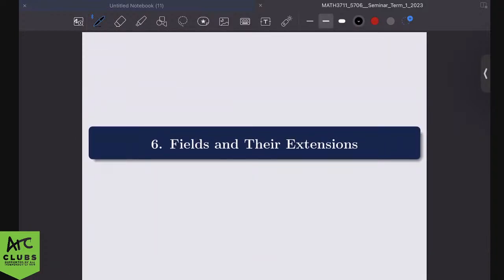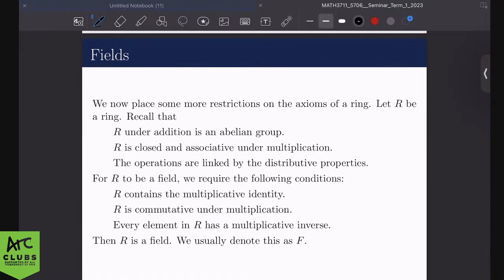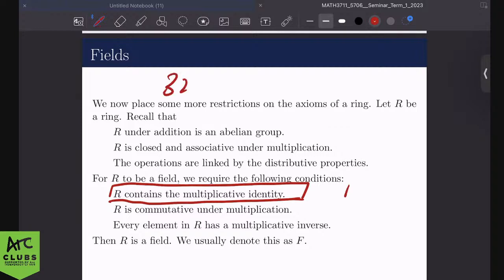Alrighty, so we're going to finish off with fields and their extensions. As we alluded to before, if you take a ring and you add certain properties, you can get to a field. What exactly is this? To have a field, we require R to contain the multiplicative identity, which is 1, right? So to make a field, you can't just have something like 3Z. This is a valid ring, but it's not a field. To make 3Z into a field, you need to add 1, for example.